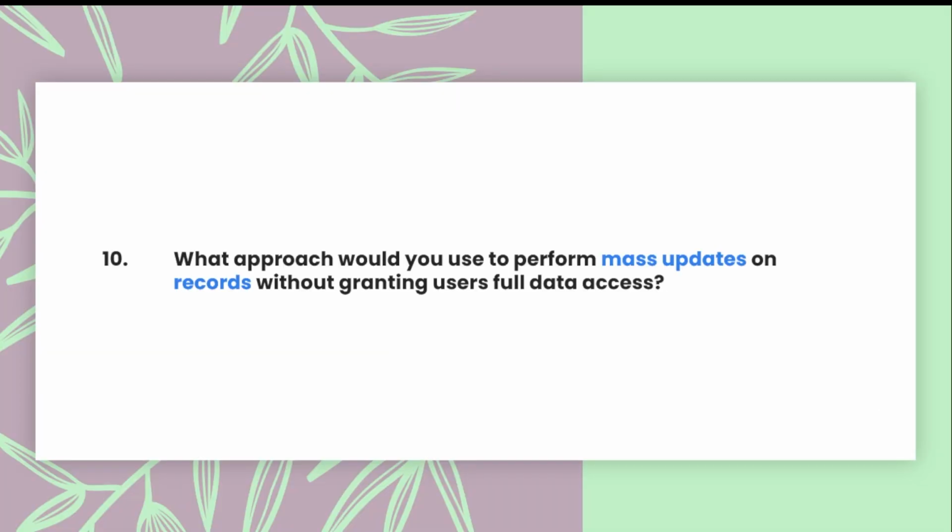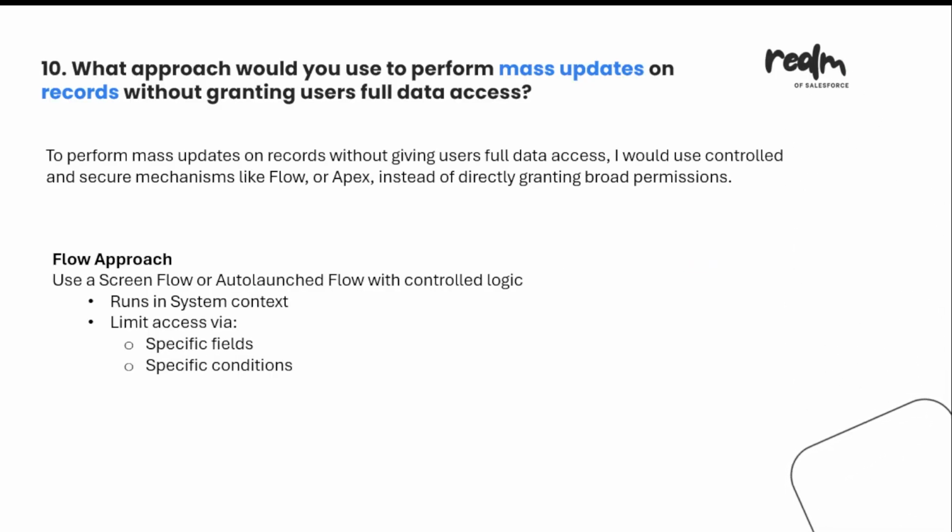Moving on to the next question: what approach would you use to perform mass update on records without granting user full data access? Again, a scenario based question. To perform mass updates on records without giving the user full data access, I would use a controlled and secure mechanism like Flow or Apex instead of directly granting broad permission. Flow and Apex can run in system context, so we are not giving the user all the access directly, but they can still do it using the Flow or Apex.